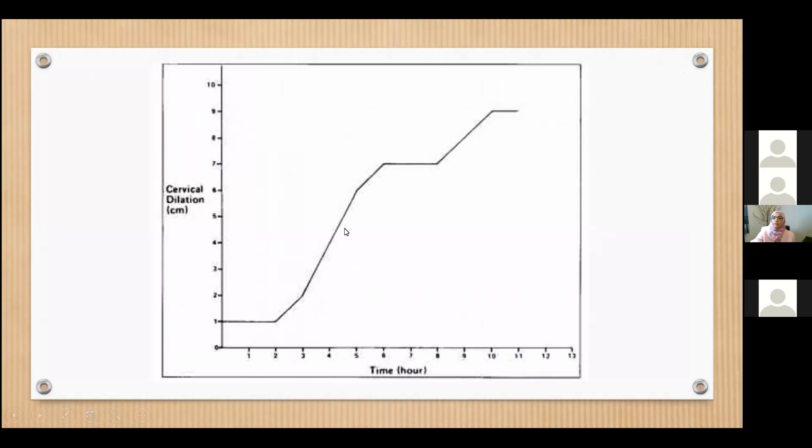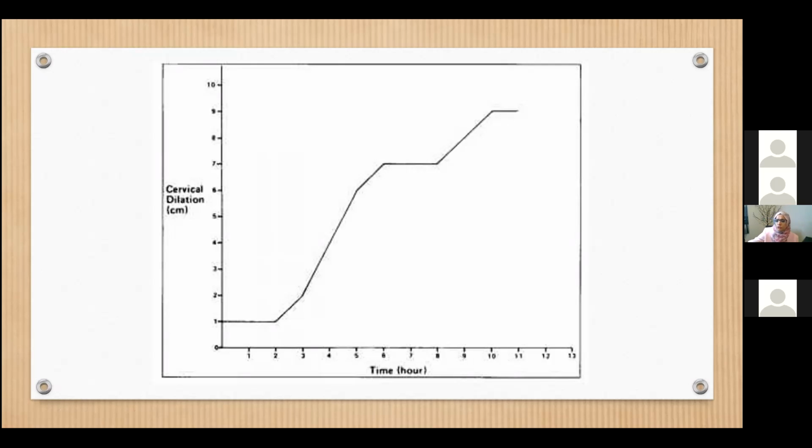So you will have different types of graphs given to you in which there is progress, but there is some kind of arrest, stalling of the labor, where the line never reaches 10 centimeters. That will be your clue to say that this is secondary arrest of labor. So this is the difference between primary dysfunctional labor and secondary arrest. These 2 graphs are showing to you.